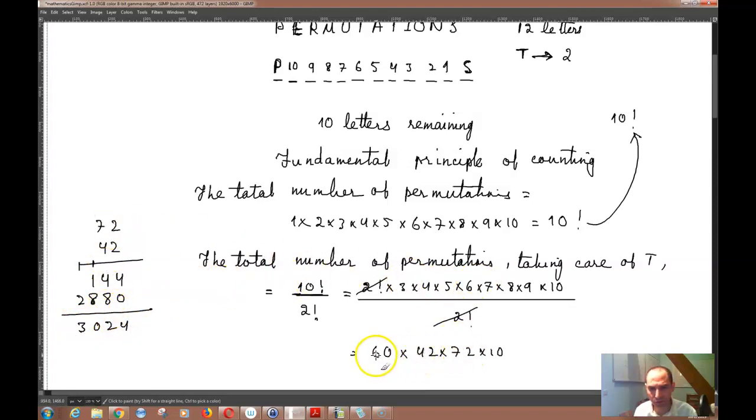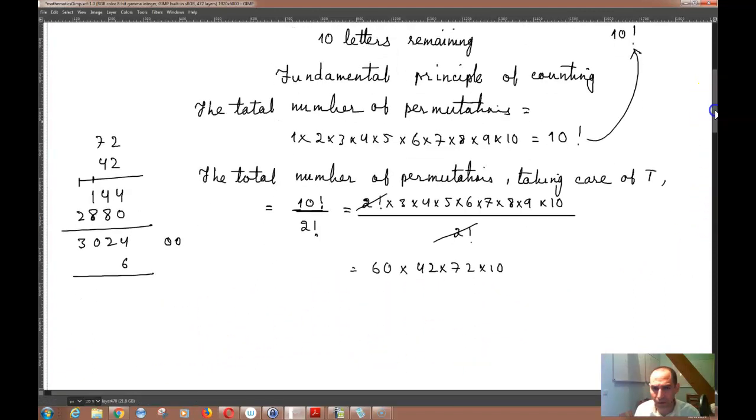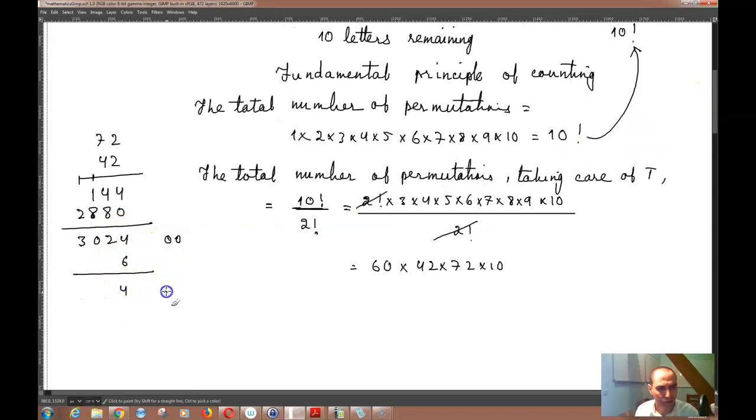That's 42 times 72. If I multiply that by 6 and multiply that by 6 and have 2 zeros there, I would get 6 times 4 is equal to 24, 6 times 2 is equal to 12, 14, and 6 times 3 is equal to 18, 2 zeros there, that gives me 1814400. That is the answer for part 1 of the question. That is the total number of permutations if the words start with a P and end with an S.